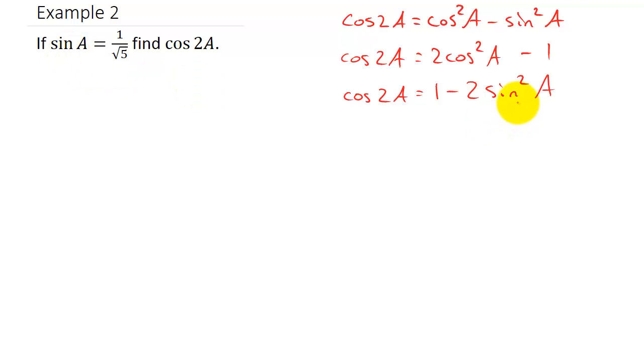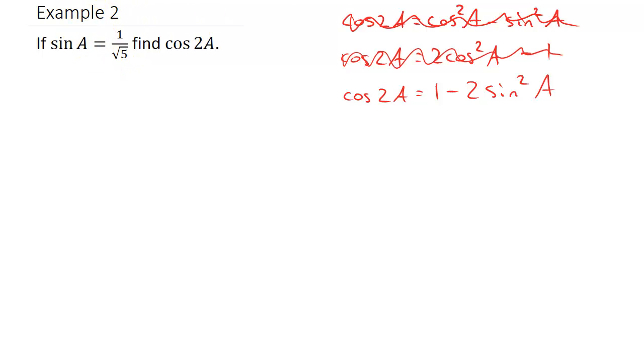Alright, so you can see that we're given sine A. So that tells me that I'm going to use this formula. So I'm not going to use this one, and I won't use this one. I mean, you could use those, but you would just be putting more work on yourself. You would have to figure out what cosine is. But since they give us sine, we'll just go ahead and use this one.